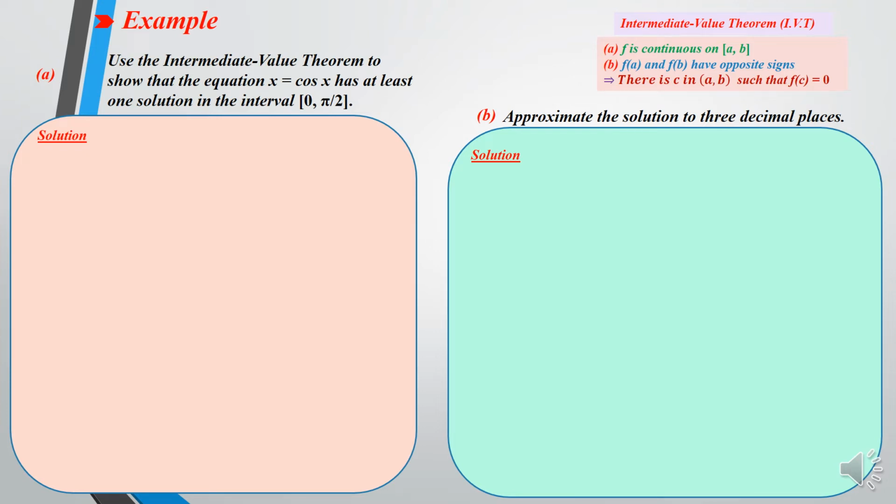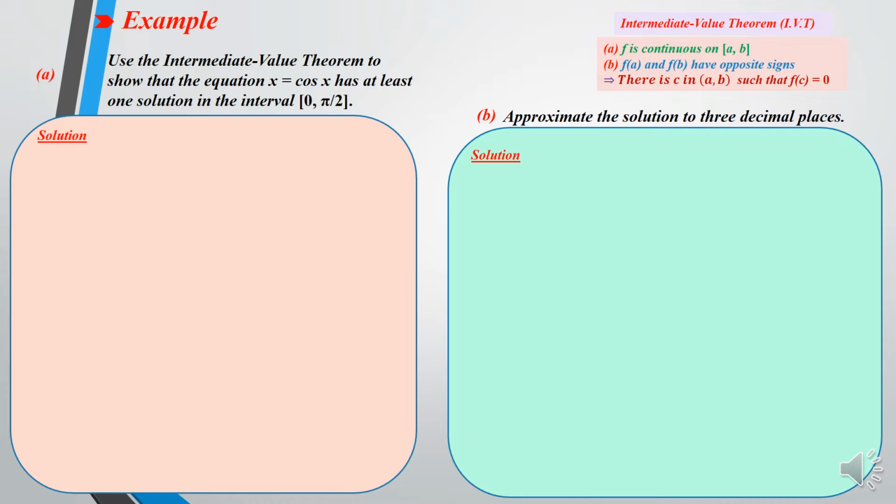Hi everyone, we have two examples in this video and you have to show that the given function has a solution in a given interval using the intermediate value theorem. So in the first example we have two parts, part A and B.